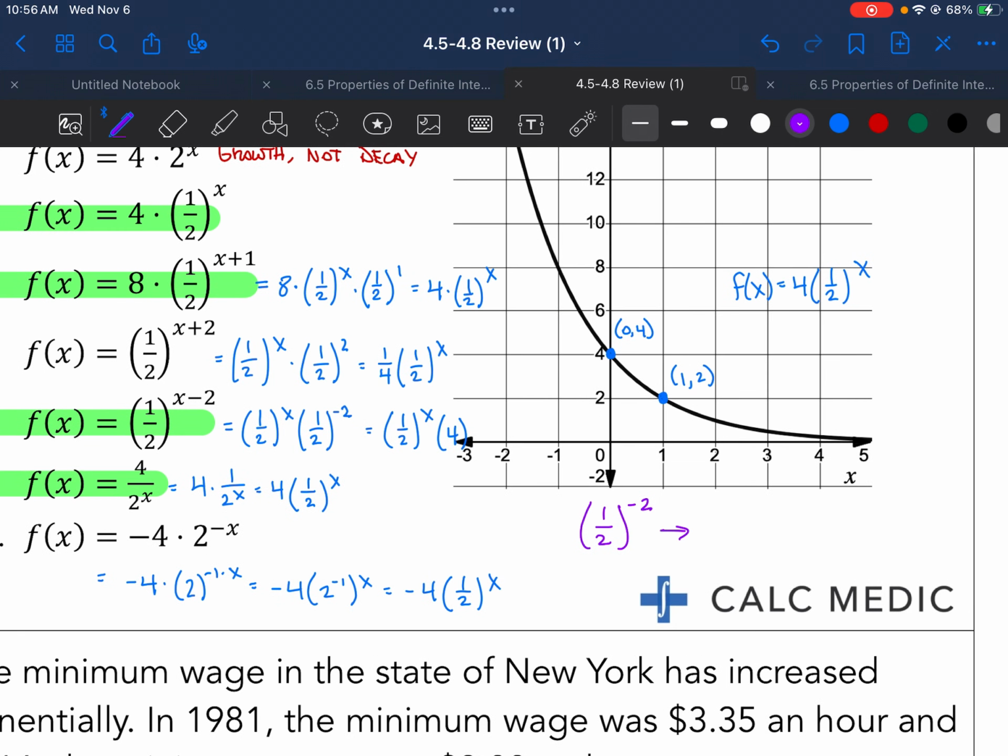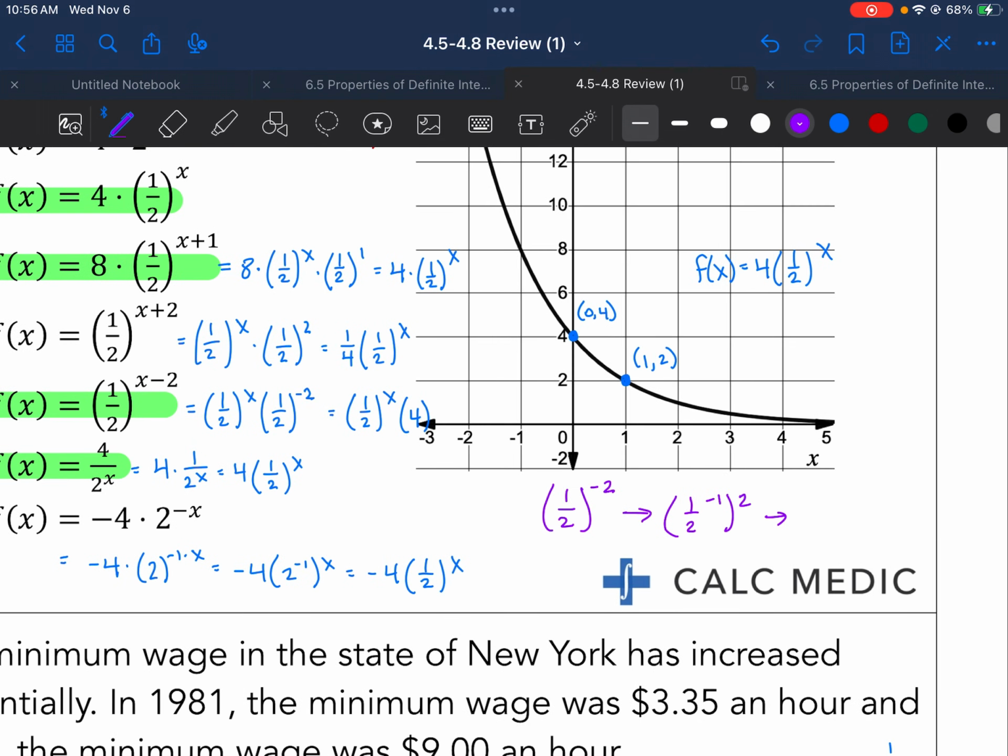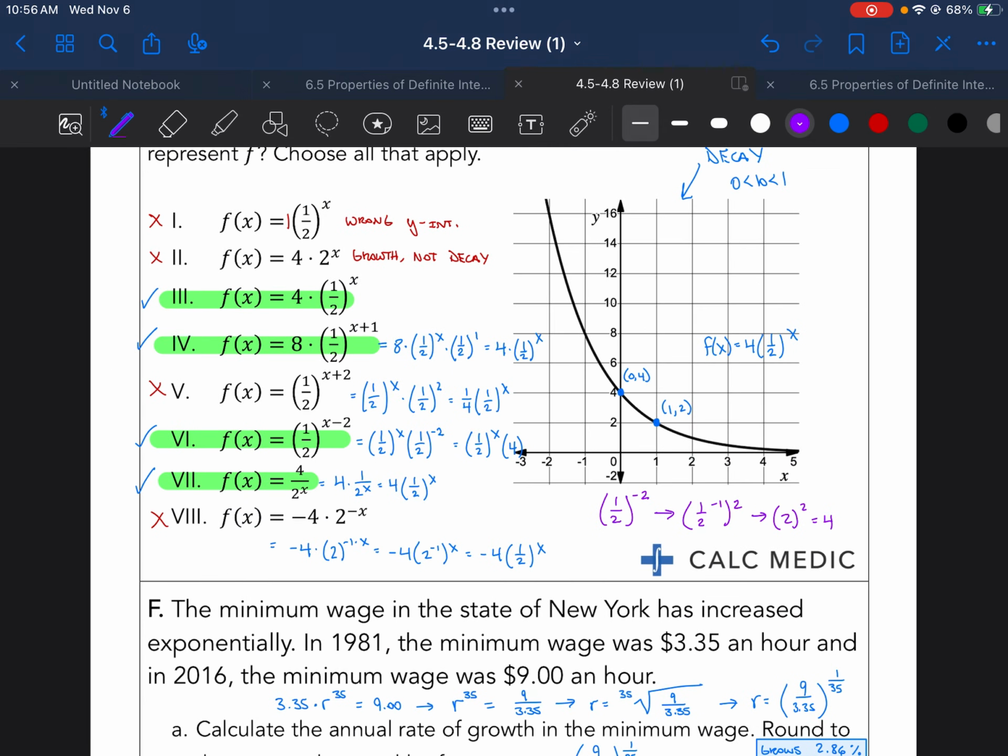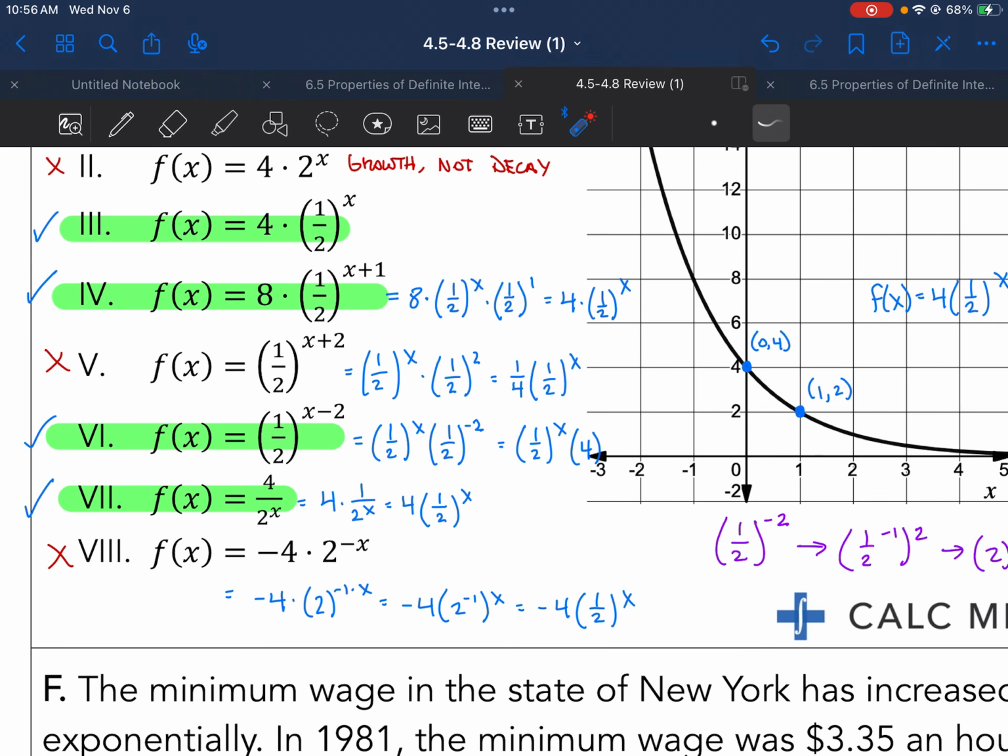So this would be 1/2 to the negative first squared. And 1/2 to the negative first, that'd be 1 over 1/2, which is 2. And 2 squared is 4. So 1/2 to the negative second is going to equal 4. So that means we have 4 times 1/2 to the x, and that's going to match 3 and 4.